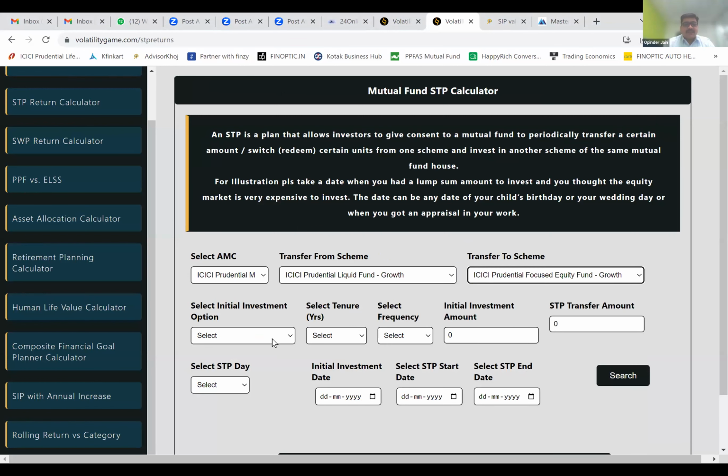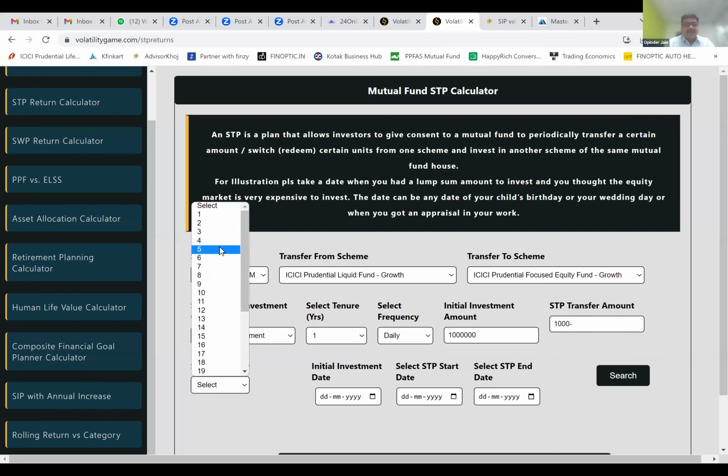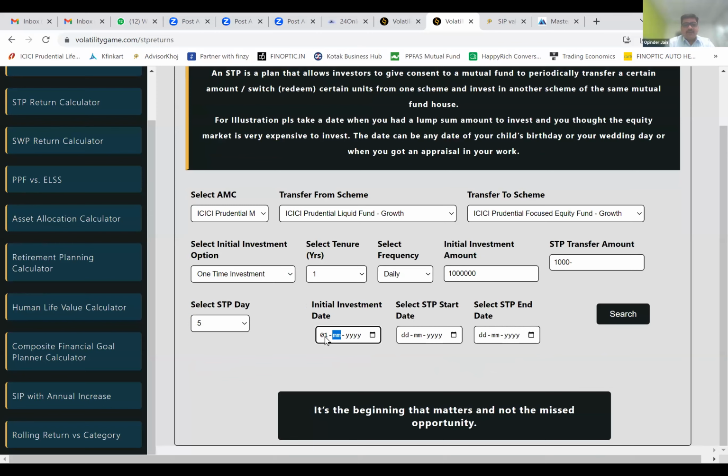Say this one. So let's select the investment one time, because when we are talking about STP, the client is going to invest only one time into this. So just for an example, I'm taking this daily investment. Say a client has invested 10 lakhs and the STP transfer amount is 1,000 rupees, and let's say we started on 5th. And the initial investment amount is 10 lakhs, and the STP date. So let's do this calculation.